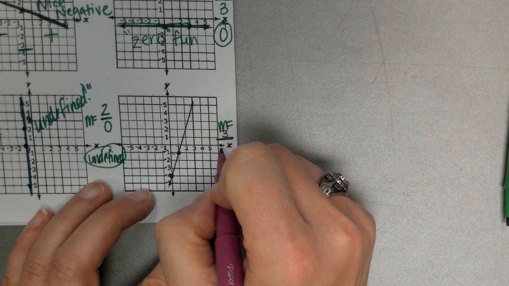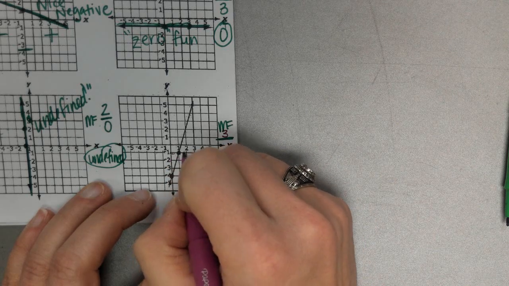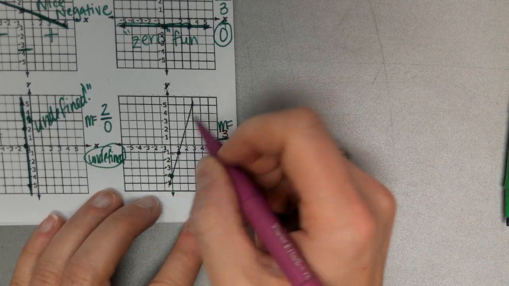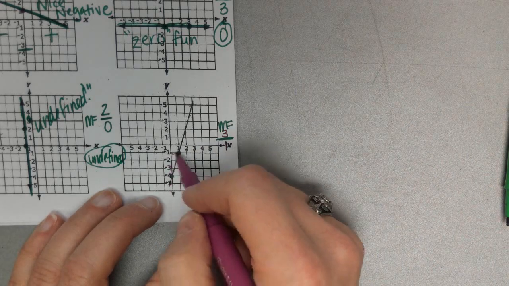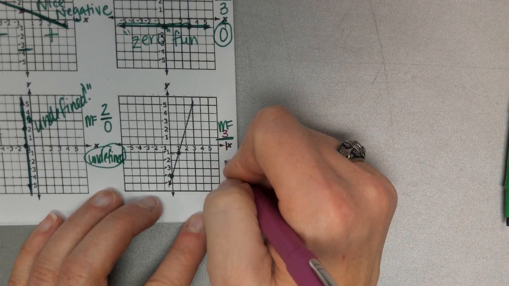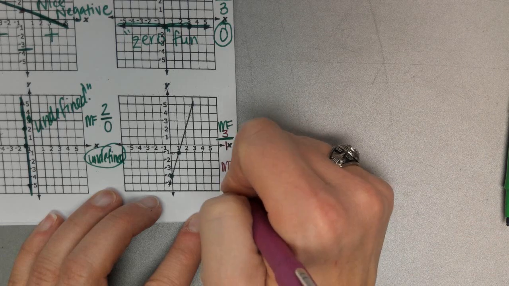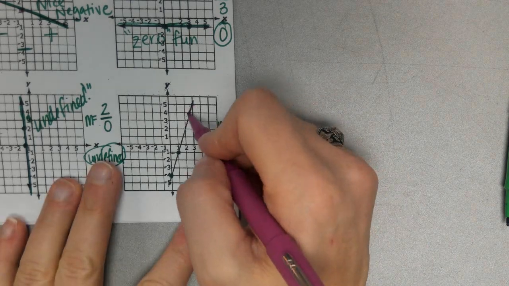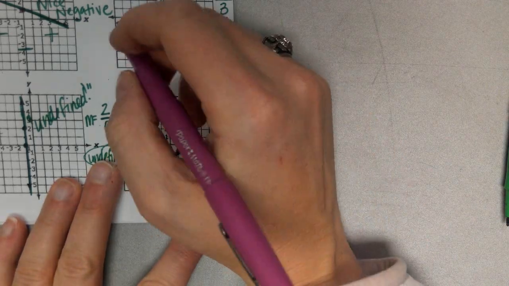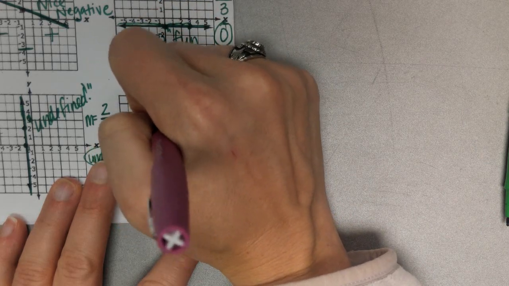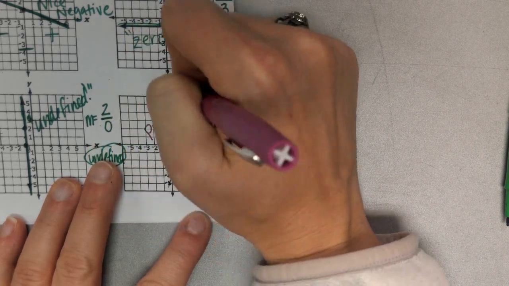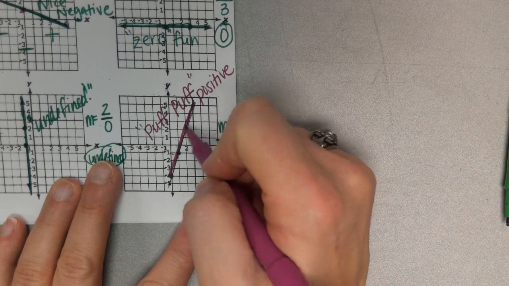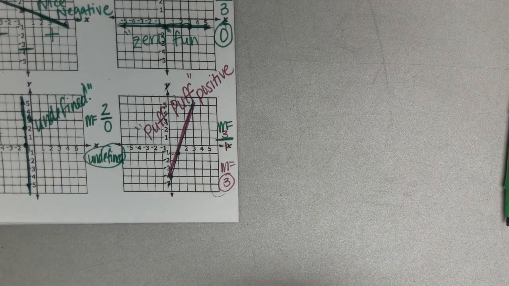And our run is +1. Like it's going to go from 0 on the x-axis to 1. So it's 3 over 1 is our slope. And we can simplify that to m equals 3. 3 over 1. Okay? And let's see here. Remember? Puff, puff, positive. Puff, puff, positive. This is a puff, puff, positive slope, and it's good because our slope, our m, was a positive number.